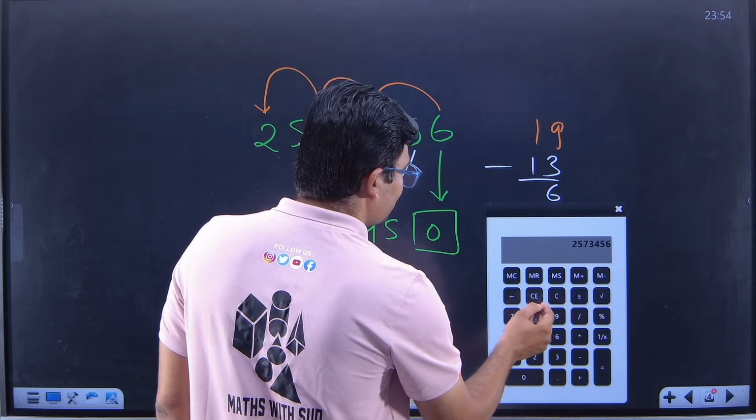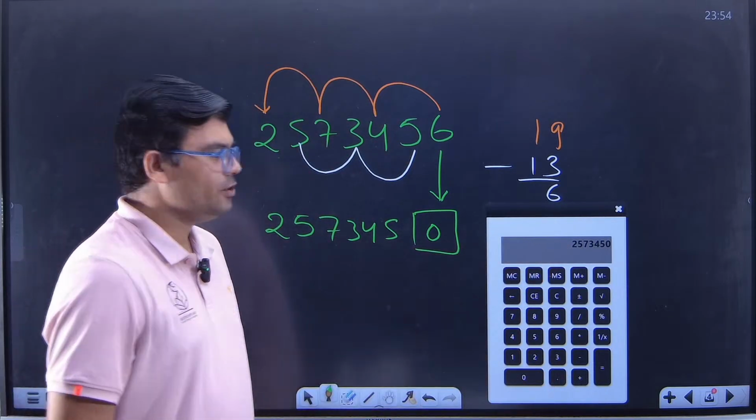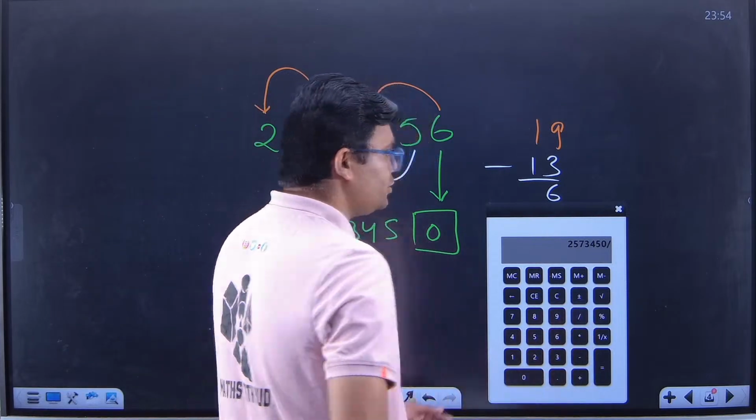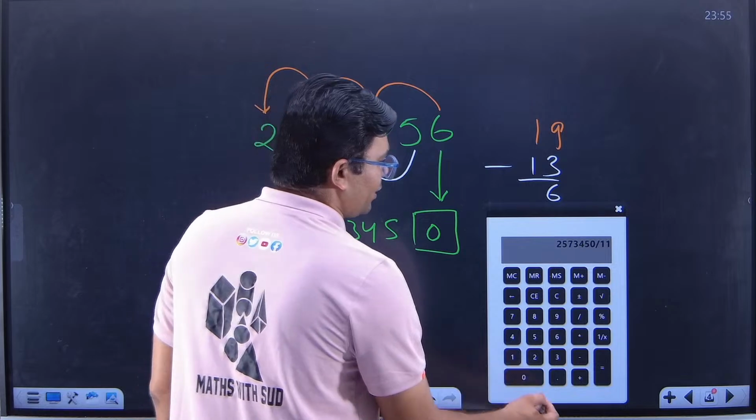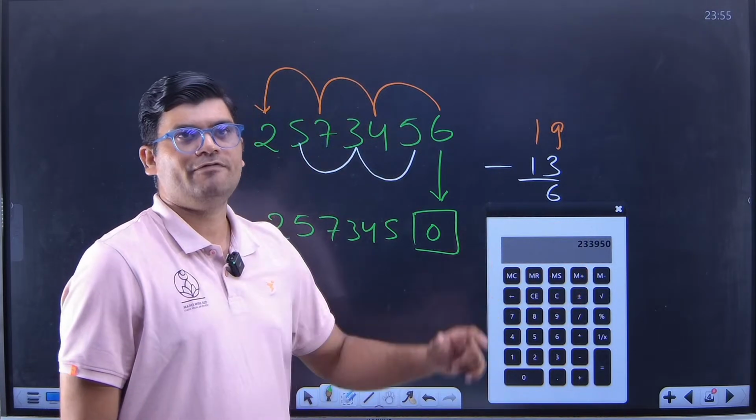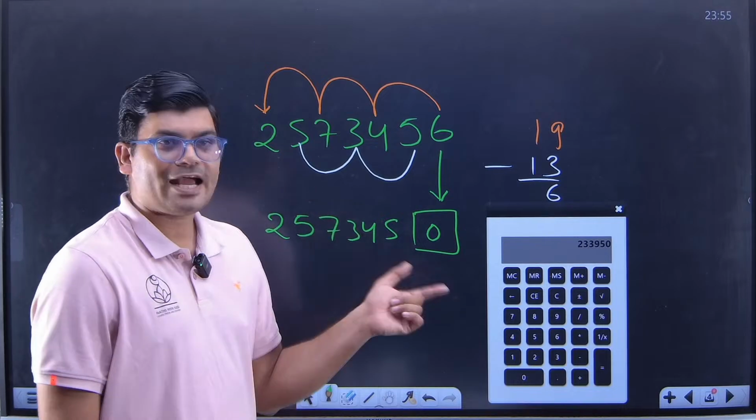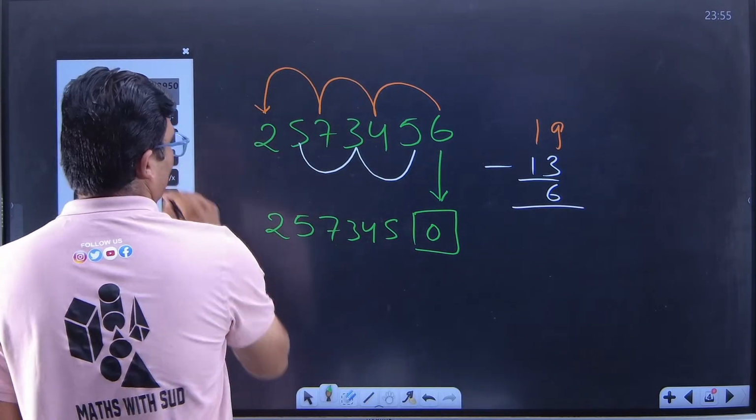So instead of 6, we have to write 0 now. And if I divide, if there is no decimal, that means this is the exact factor of 11. So you can check it. What is the number? 233950. That means this number is exactly divisible by 11. Okay, I hope that you understood this part.